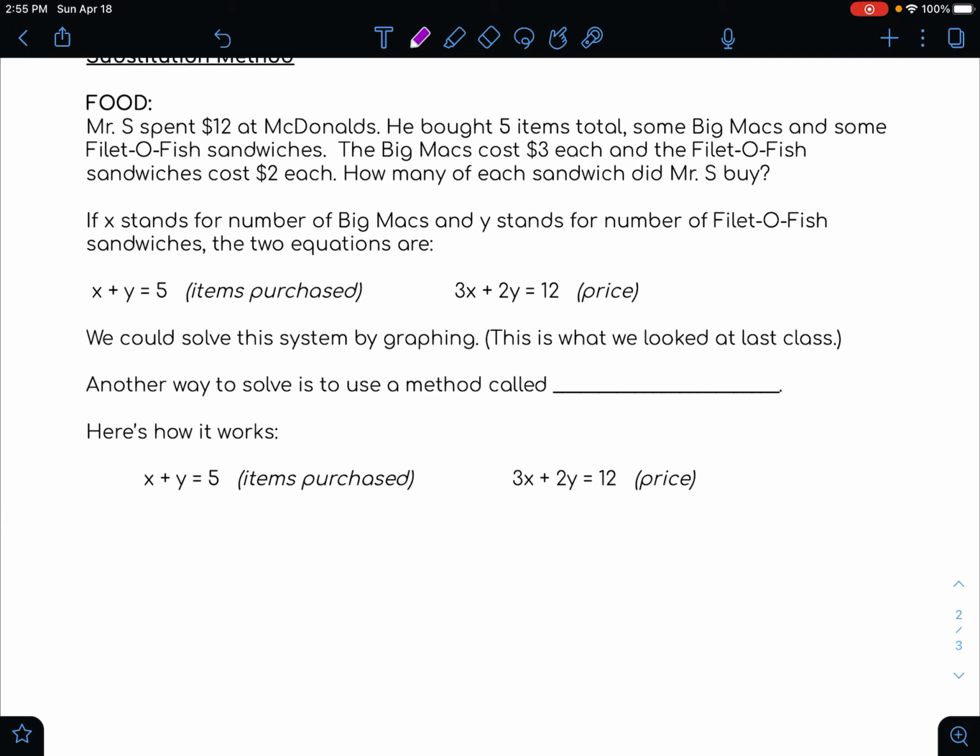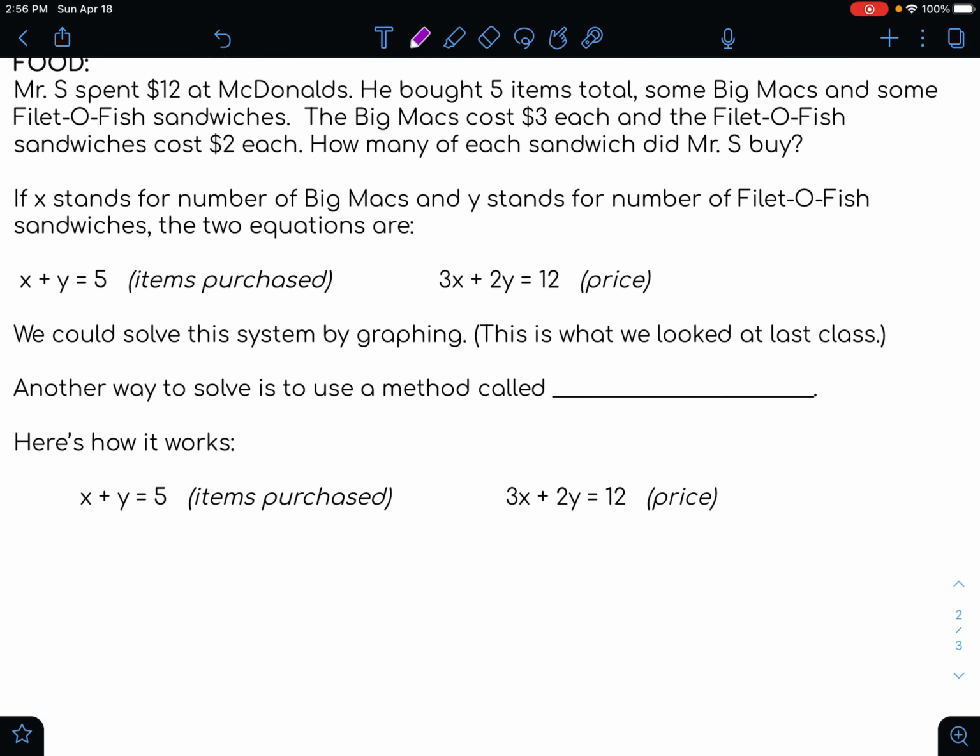Okay, so if X stands for the number of Big Macs and Y stands for the number of Filet-O-Fish sandwiches, the two equations are X plus Y equals 5 because he bought 5 items total. So all the Big Macs plus all the Filet-O-Fish equals 5. And then the second one should look a little bit familiar. We've done some problems like this. It's $3 per Big Mac and $2 per Filet-O-Fish sandwich, and he spent a total of $12. So this one's the money equation, and this one is the total amount of items purchased equation.